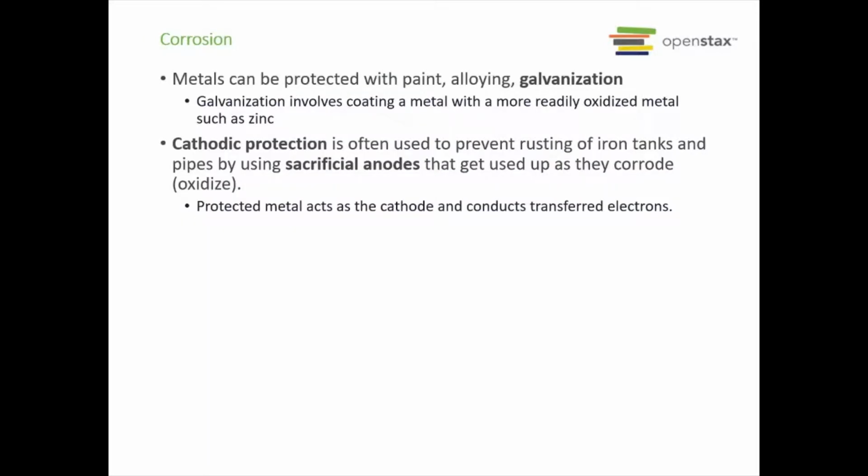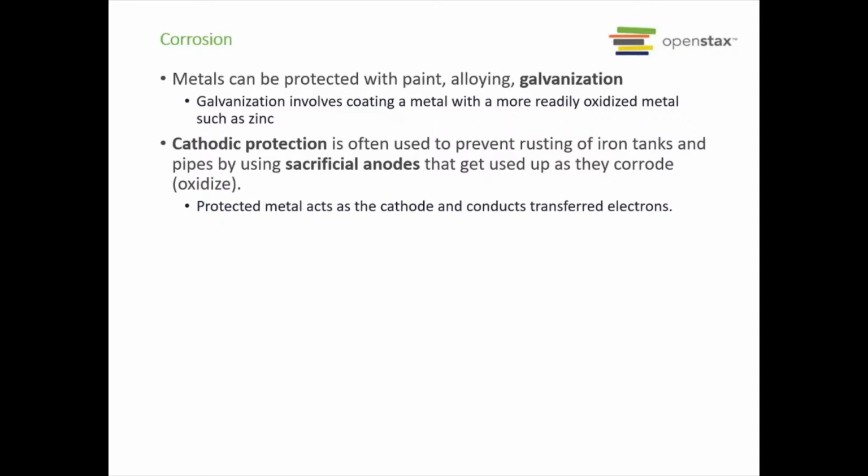So there's a few different ways that we can protect the metals from corrosion. Painting them is one version, since you're giving this outside layer that's now covering the inside metal. You can alloy the metal with some other metal to strengthen it. Or you can do a process called galvanization, which you coat a metal with a more readily oxidized metal, such as zinc. So this is also called cathodic protection.